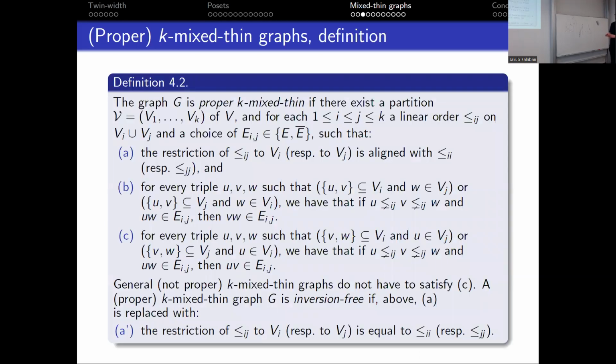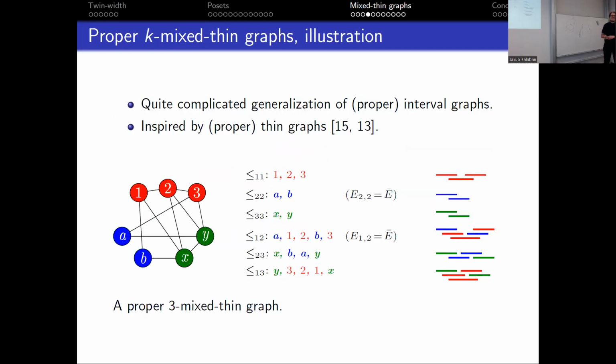So this is the definition, just for illustration. I will explain it on a picture. This is an example of a proper 3-mixed graph; you can generalize it in your head for an arbitrary value of k. The value 3 means that the graph can be partitioned into 3 parts which have some properties. The intuition is that now the interval-like structure may be only local. In interval graphs, the interval structure is global throughout the entire graph, and now it's local, inside each of these parts.